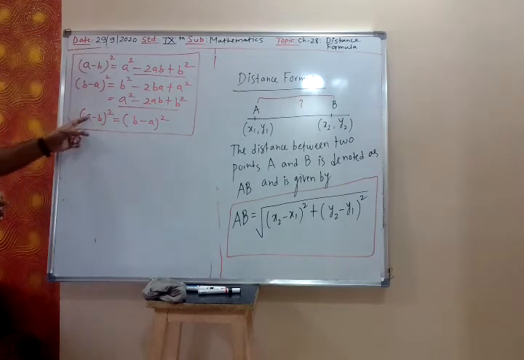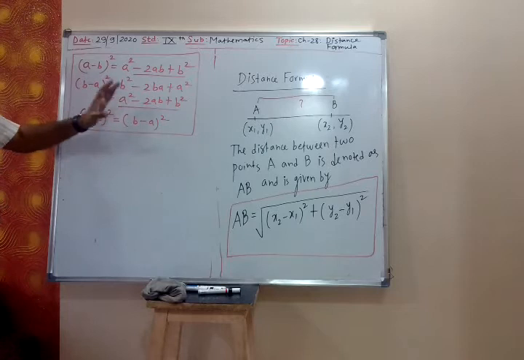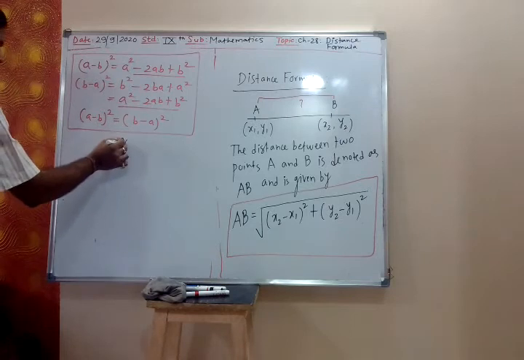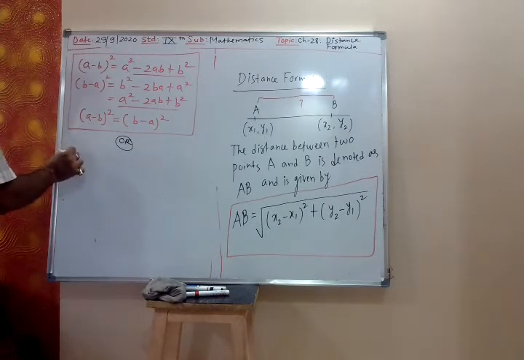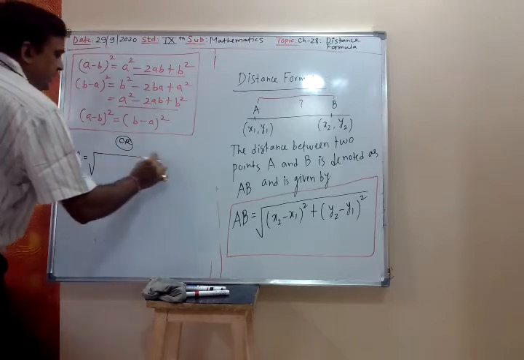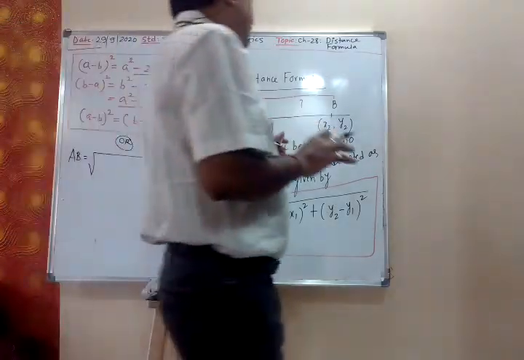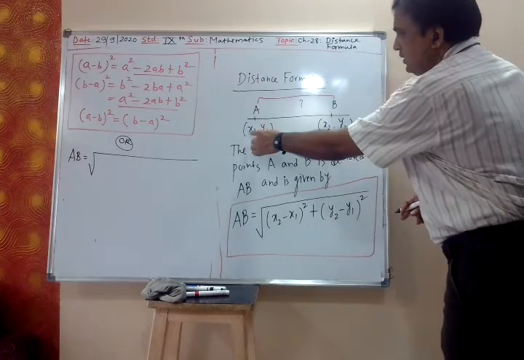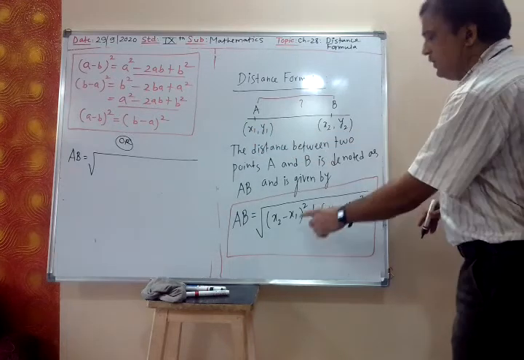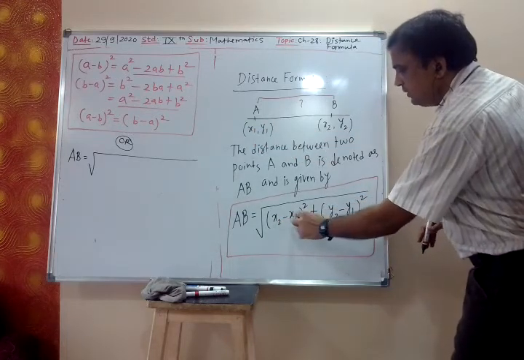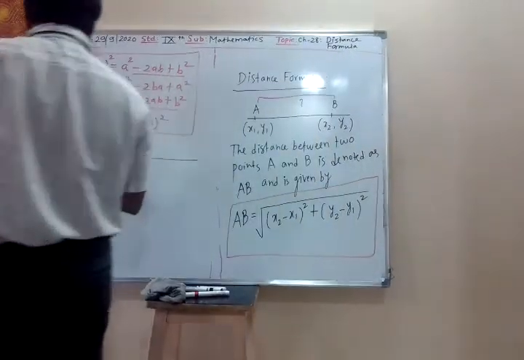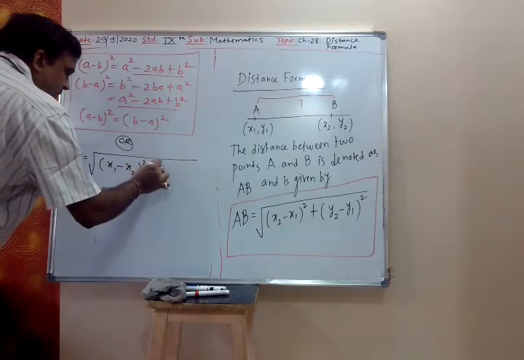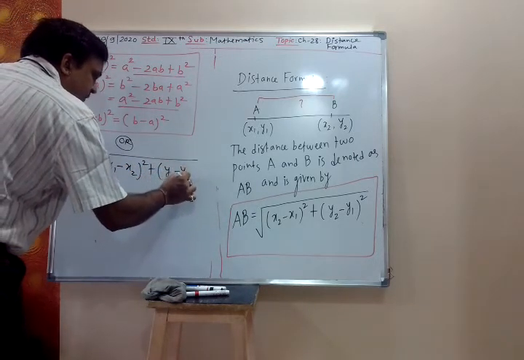So whether you write A minus B whole square or B minus A whole square, the result will be the same. So the same distance formula I can write in terms of that. AB is the square root of, I have written the second coordinate x2 minus x1 square. You can also write x1 minus x2 square. A minus B whole square is the same as B minus A whole square. So AB will be the square root of x1 minus x2 whole square plus y1 minus y2 whole square.